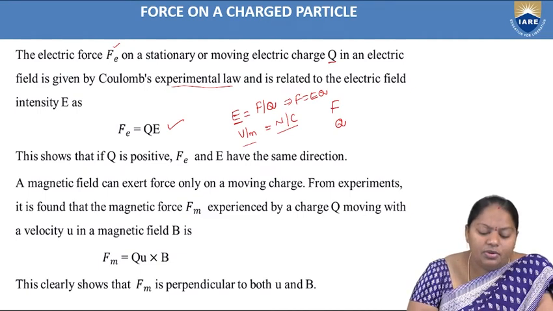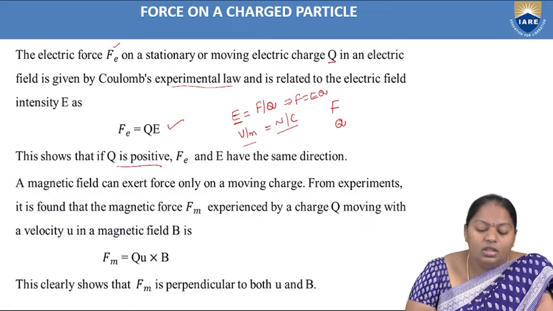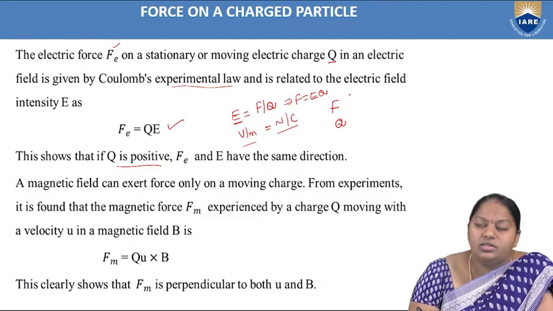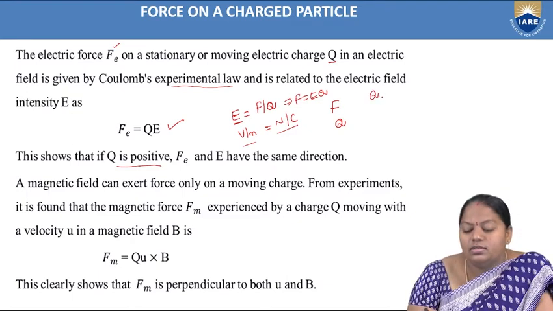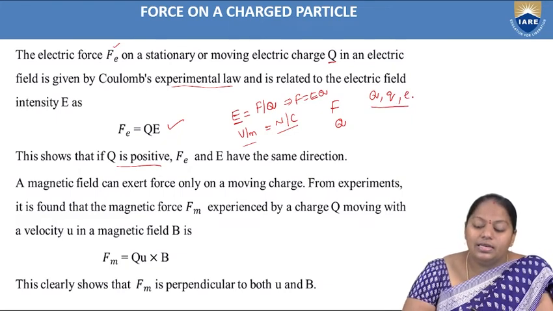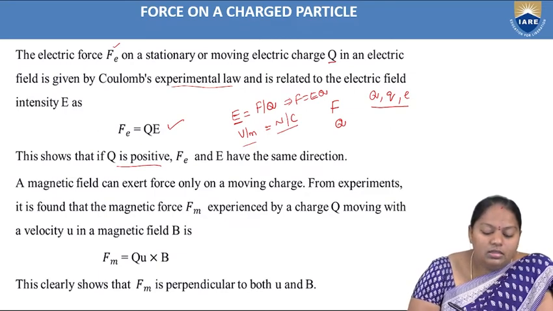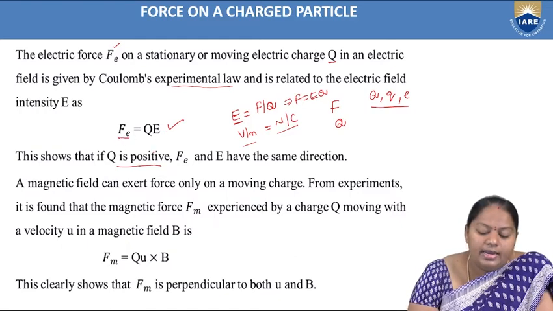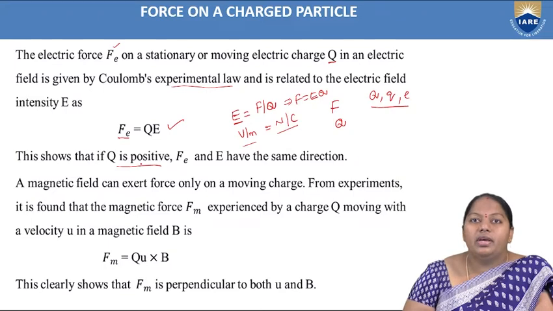This shows that if Q is positive, Fe and E have the same direction. If Q is negative, the two are in opposite directions. There are three different notations for charges: sometimes we consider capital Q, sometimes small q, or sometimes E. All three are the same notation for the electric charge. So this equation shows that if Q is positive, the electric force Fe and the electric field intensity E are in the same direction.